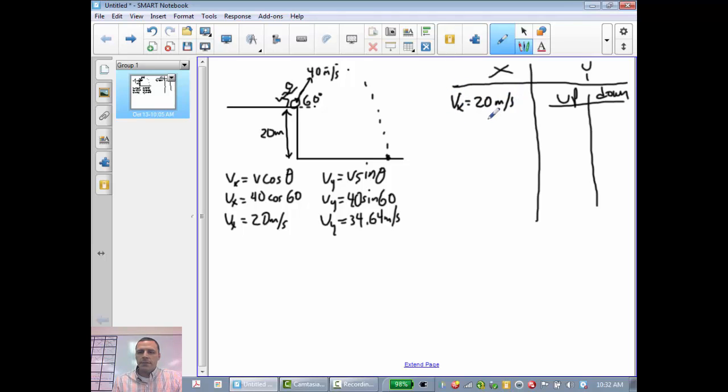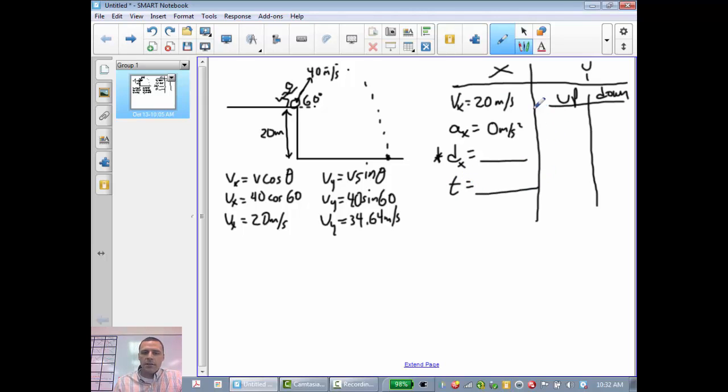So the Vx value of 20 goes in the x column, 20 meters per second. There's no acceleration in the x direction. It's 0 meters per second squared. The distance traveled in the x direction is what we'd really like to find. That's the range. And the time in the x direction is also unknown.